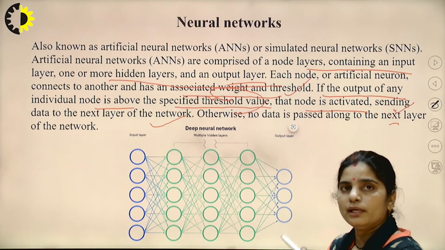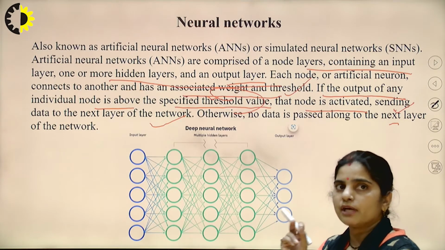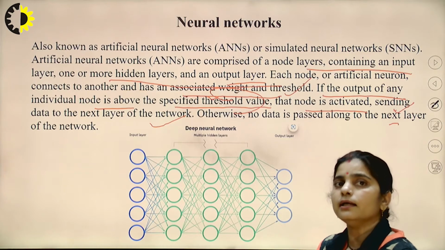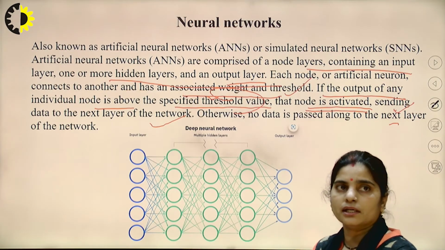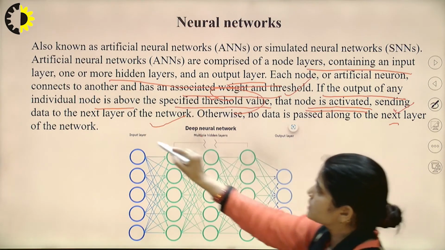If and only if the output of the individual node is above the specified threshold value which you have defined earlier, then only that node will be activated and can send the data to the next layer of the network. Here is a diagram.